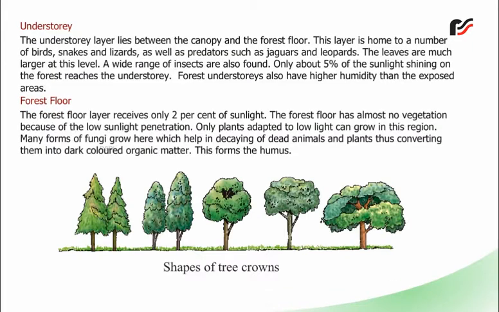Forest floor. The forest floor layer receives only 2% of sunlight. The forest floor has almost no vegetation because of the low sunlight penetration. Only plants adapted to low light can grow in this region. Many forms of fungi grow here, which help in decaying of dead animals and plants, thus converting them into dark-colored organic matter. This forms the humus.